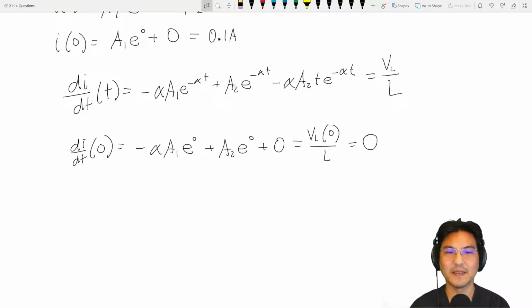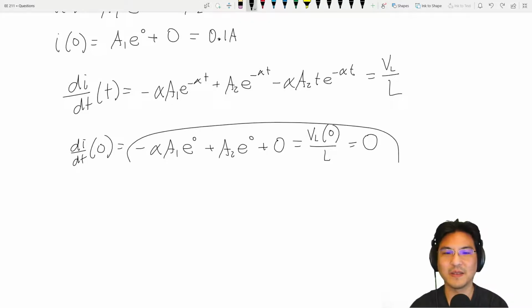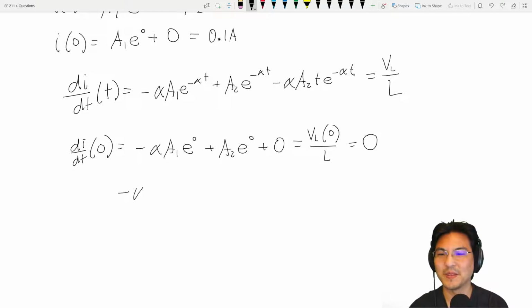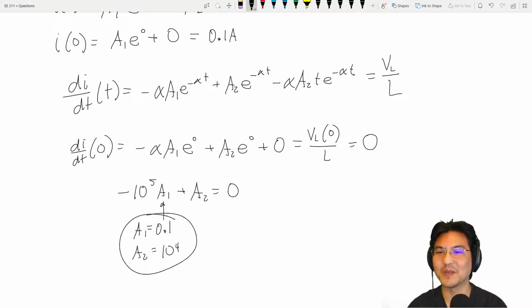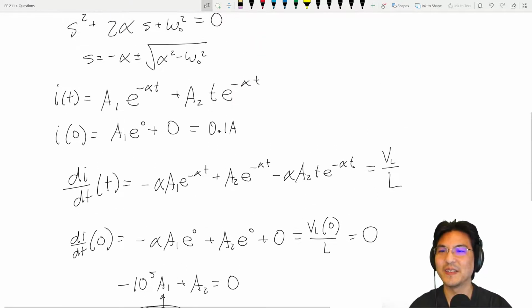Okay, so then let me just rewrite this. Minus alpha. Alpha is 10 to the 5, right? There we go. And then A1 is 0.1, right? So A2 is just 0.1 times 10 to the 5. Okay, so A1 is 0.1 and A2 has got to be 10 to the 4. So there we go. And you just plug those two numbers in right here. And there's your answer.